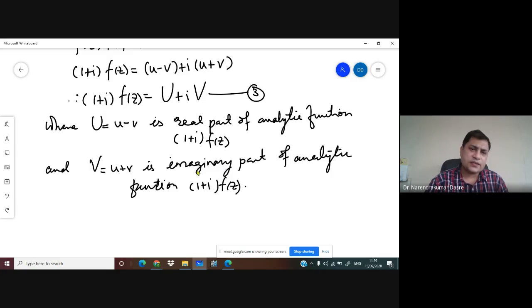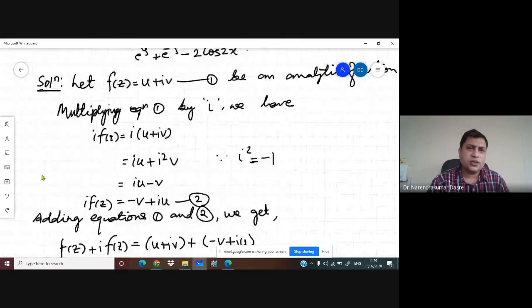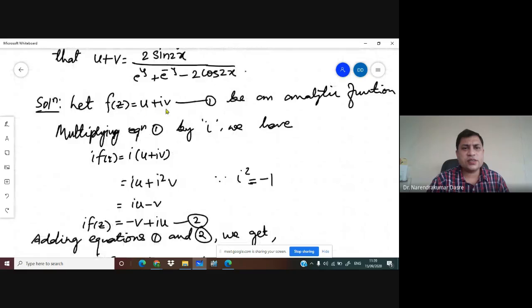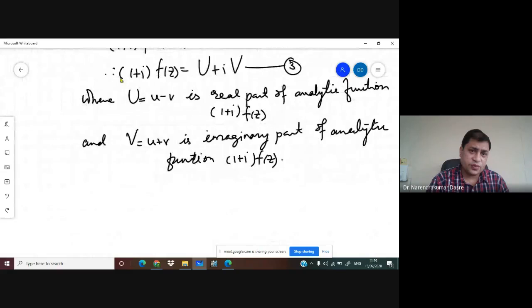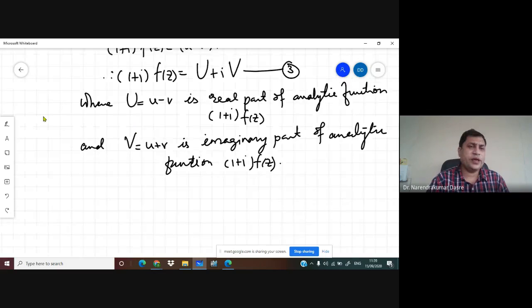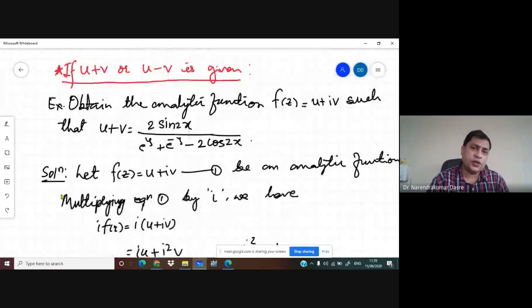Why can I say that this is an analytic function? Because we have considered f of z to be an analytic function. If f of z is an analytic function, that means f of z is differentiable, and then a constant times f of z is also differentiable. So that's why this is also an analytic function. So this capital U and capital V are the real and imaginary parts of the analytic function 1 plus i into f of z. And now we can see what is given to us.